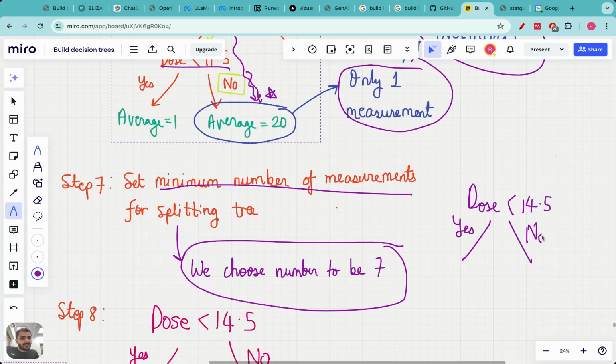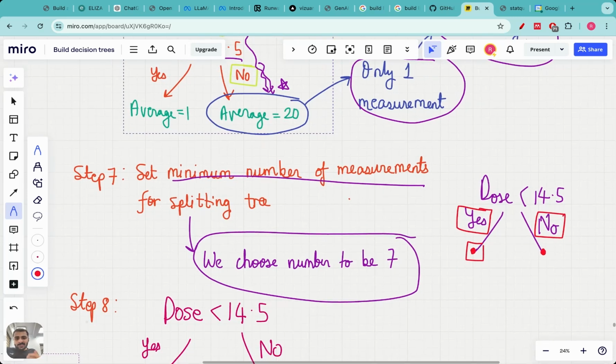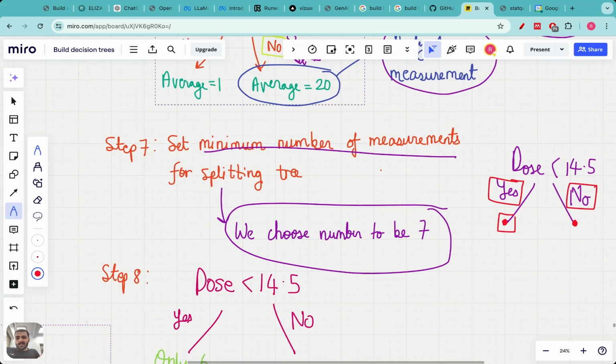So what this basically means is, before splitting this node any further, I will first see how many measurements are there in the yes category and how many measurements are there in the no category. If there are at least 7 measurements, then only I will do the further splitting. If there are actually less than 7 measurements, then I will stop splitting here and the tree on this side ends here. So now with this new criteria, let's actually modify our tree further.